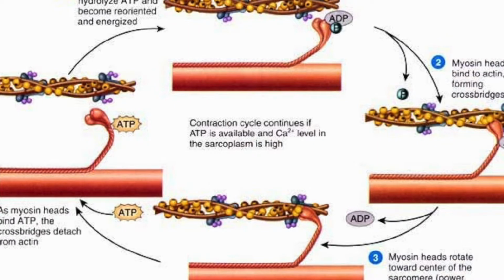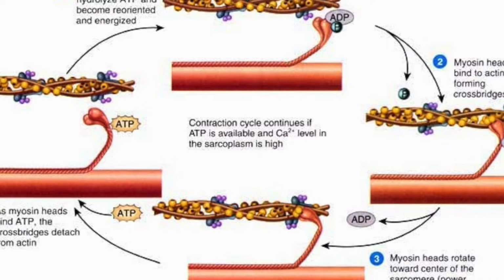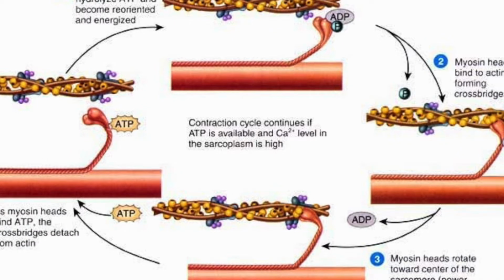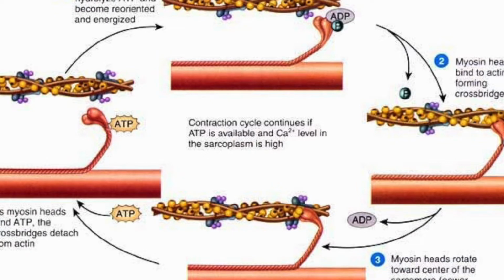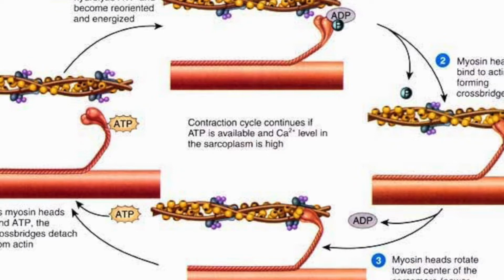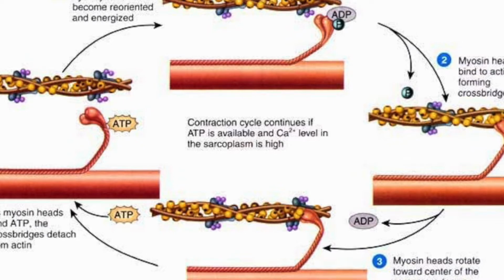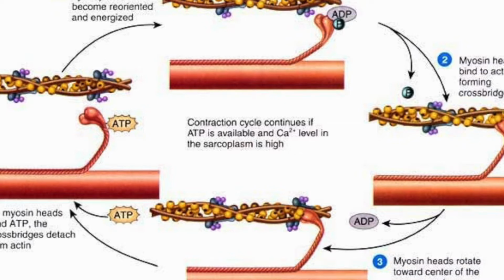A myofibril is a cylindrical organelle running the length of the muscle fiber containing actin and myosin filaments. The sarcomere is the functional unit of the myofibril divided into A, I, and H bands. Actin is a thin, contractile protein filament containing active or binding sites. Myosin is a thick, contractile protein filament with protrusions known as myosin heads. Tropomyosin is an actin binding protein which regulates muscle contraction, and troponin is a complex of 3 proteins attached to tropomyosin.